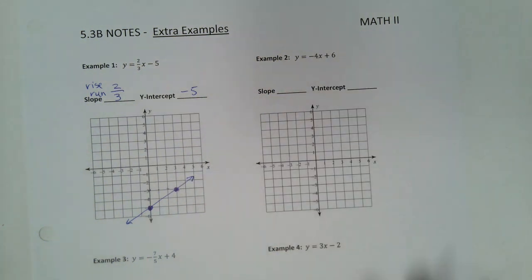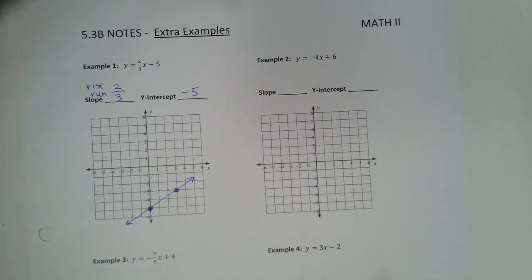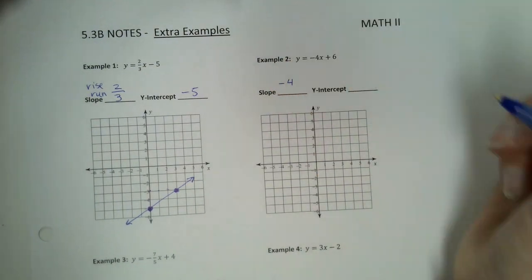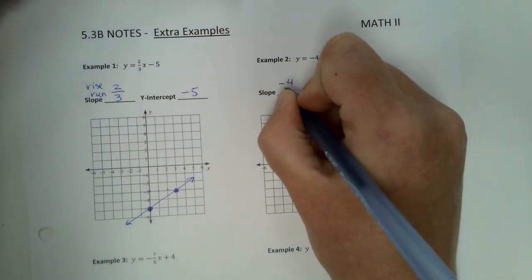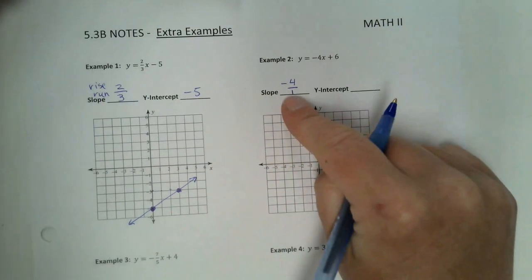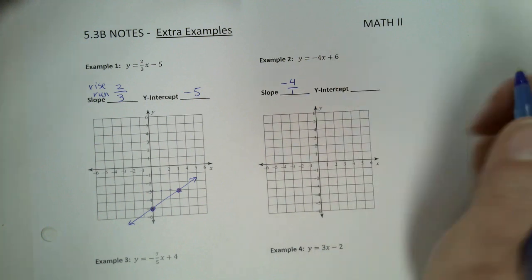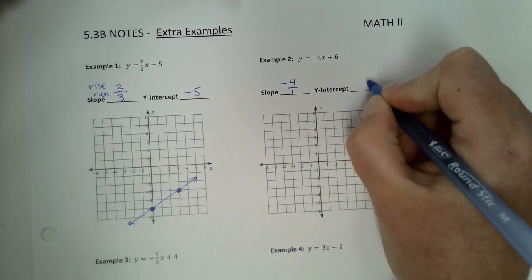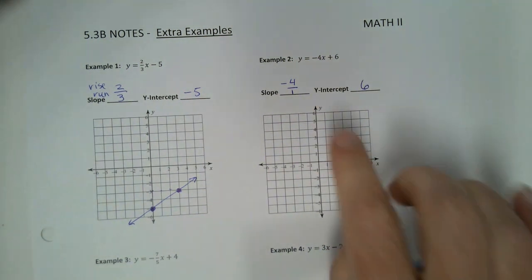All right, let's do example 2. One more together. So what's my slope going to be here? -4. And because that's a whole number, we want to make it a fraction by doing what? Over 1. Always over 1. And then what's my y-intercept? +6. At the very end, +6.